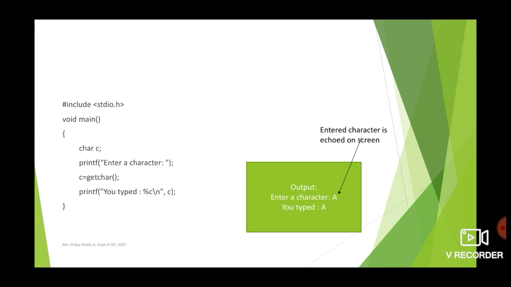The next program illustrates the working of getchar. This simple program is quite similar to the previous one. The thing is, you need not include the conio.h header file. So there is only one header file, stdio.h. void main, char c. printf "Enter a character". This time instead of getch we are writing getchar, so c = getchar(). Then let us print the value of c: printf "You typed %c", c.